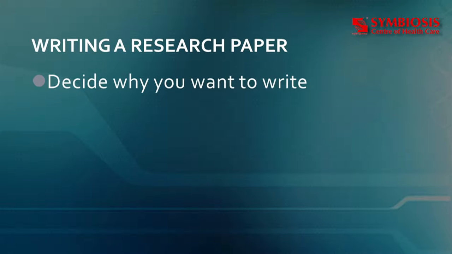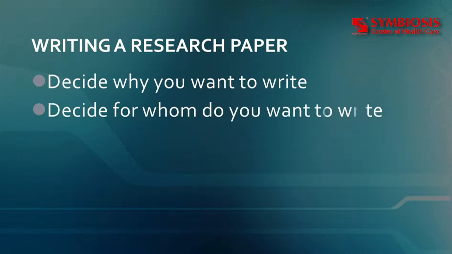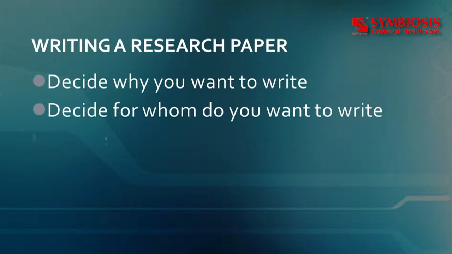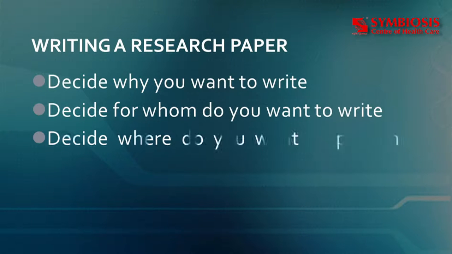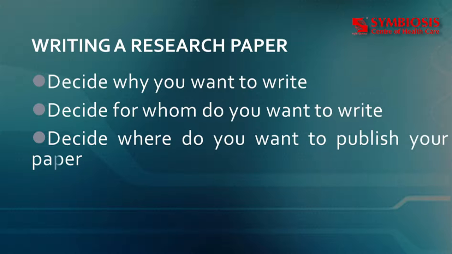The next question is: decide for whom you want to write. So, who is your target audience? That is important. Are they peer researchers, or stakeholders, or policy makers? Who is the target audience that you have to keep in mind while writing a paper? The third question is: where do you want to publish your paper, and that relates to properly selecting a journal for submission of your article.